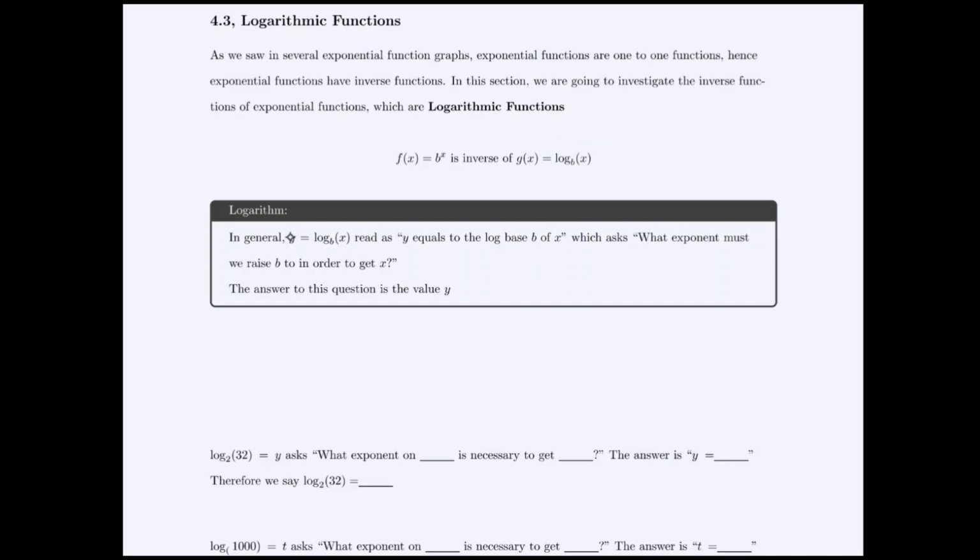If we have the equation y equals log base b of x, it is asking the question, what exponent must we raise b to in order to get the final value of x? This translates to: b to what power y would we have to raise to in order to end up with the value x.